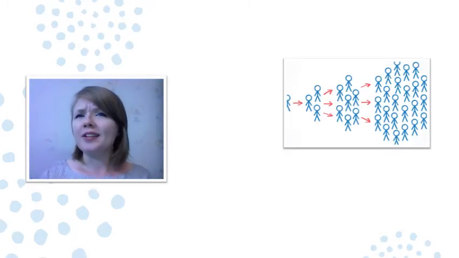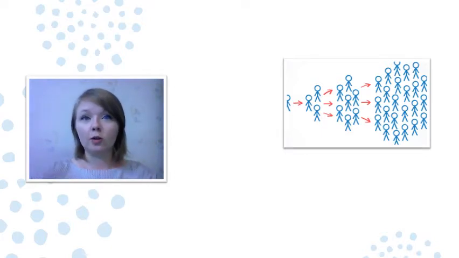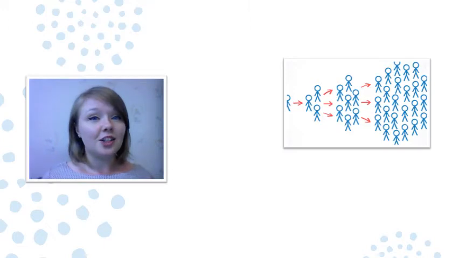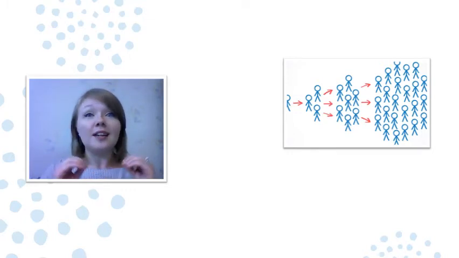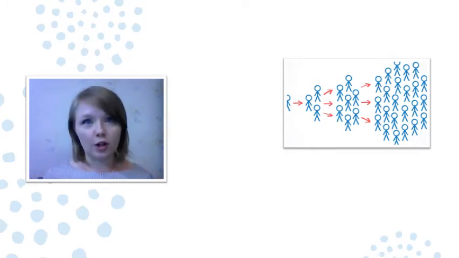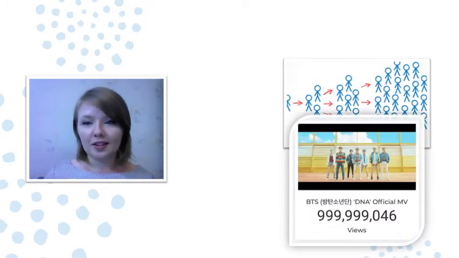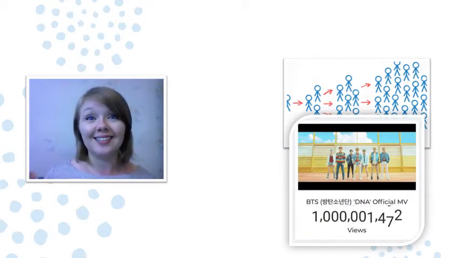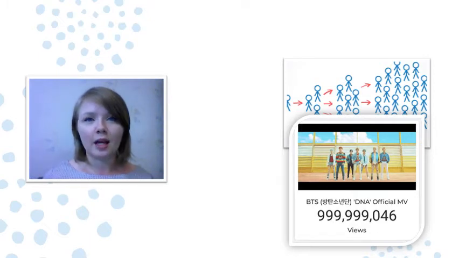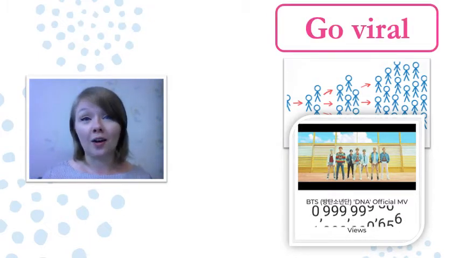All right, what do we see in this picture? It begins with one person and goes to many. When talking about technology, this is a phrase we use to describe when something like a video is seen by many people very quickly. For example, often when BTS posts a new music video, it does this. So what is the term? Go viral.